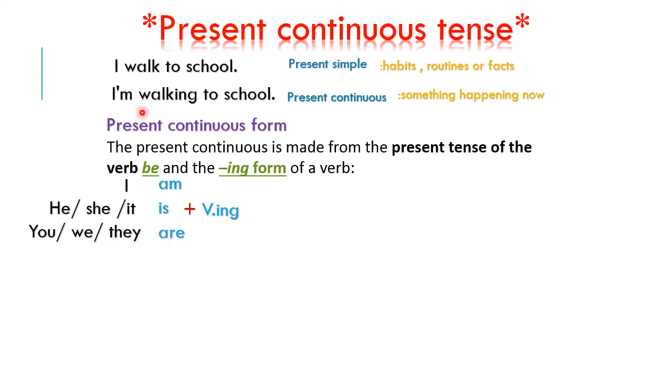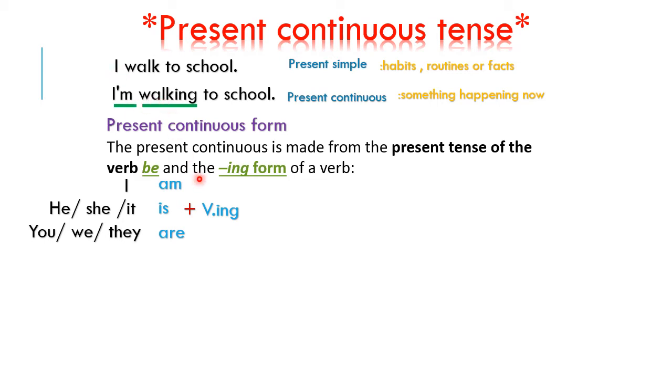Let's look at the examples above. I'm walking to school. Here, what happened to the verb walk in order to be in the present continuous? First, the first step, we use one of the forms of the present tense of the verb be, am or is or are. Because the subject is I, we used am, then I added ing to the verb, so it becomes I am walking. I walk becomes I am walking.